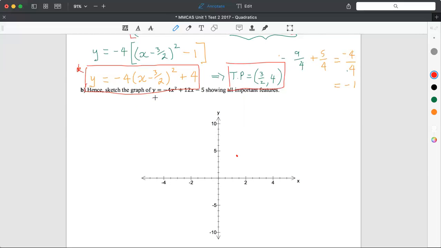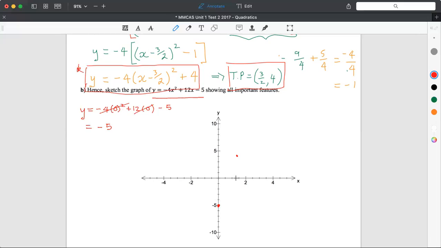You can use either form, as long as you do the previous part correctly, which we did. If we use this form, this is going to be really handy to find our y-intercept. To find your y-intercept, you let x equal 0. And that one's easier in this form. -4 times 0 squared, plus 12 times 0, minus 5. Well, that's 0 and that's 0, so that's just -5. So our y-intercept is at -5.